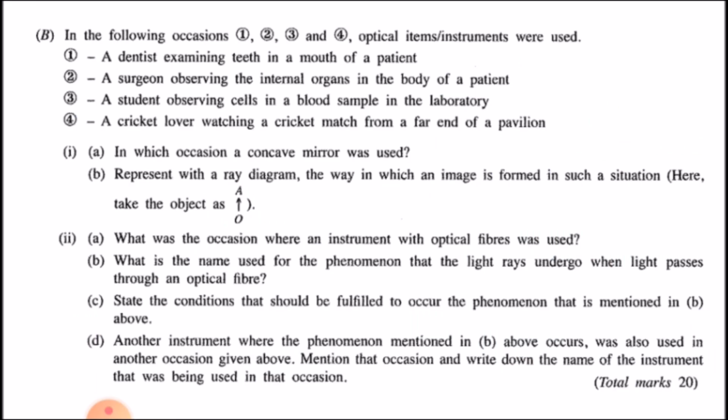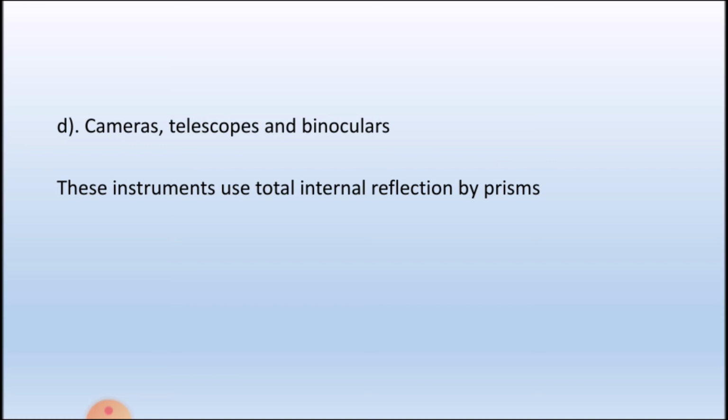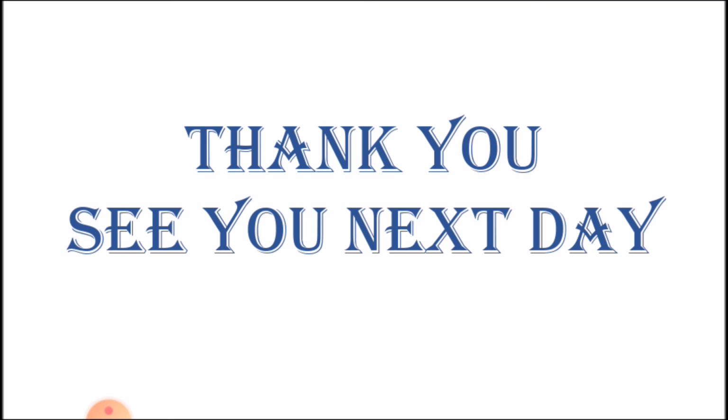Part D is asking what the instrument and the instance are. Usually total internal reflection is applied in cameras, telescopes and binoculars. So for this one, the answer is a boy watching a cricket match from a far end of a pavilion, and they use a prism binocular.